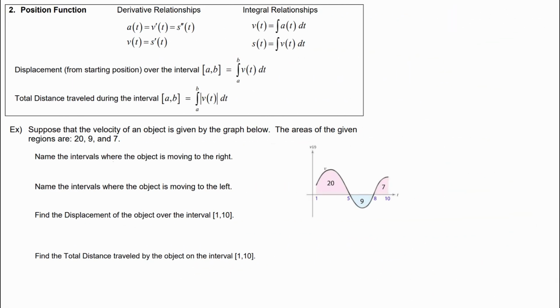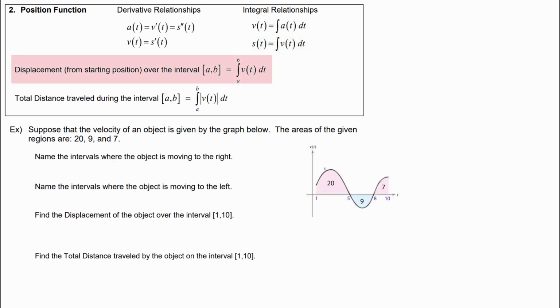Now, recall the position function that we learned in the past. We have learned that when you take the derivative of a position function, you get the velocity function. And when you take the derivative of a velocity function, you get the acceleration function. So that was the derivative relationship. Therefore, the integral relationship would be: you could recover the velocity function when you integrate the acceleration function, and when you integrate the velocity function, you could recover the position function s of t.